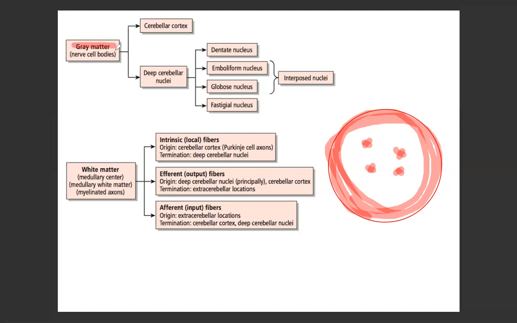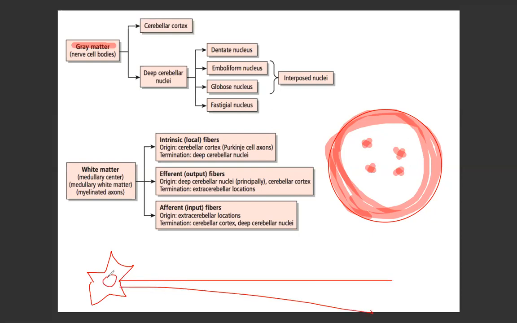Let me repeat this. The gray matter is basically the cell bodies of the nerves. If we have a nerve, it has a cell body and an axon, right? The cell body is called gray matter, while the axon is called white matter. A cell body is where you generate information, where you make the decisions, while an axon is just transferring or transporting it. So the axons are the white matter, and the cell bodies are the gray matter.